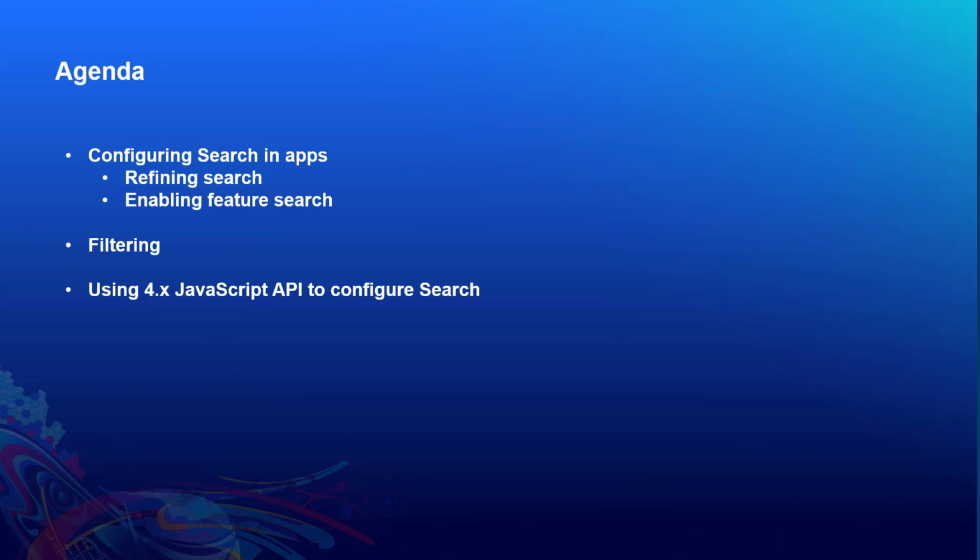Today we'll be talking about three topics. First, we'll go over basic search configuration available in all configurable apps, and then talk about how to include other locators and enable feature search. Next, Matt will talk to us about filtering options available, and then Ryan will finish it off by taking a look at using the 4x JavaScript API to configure search.